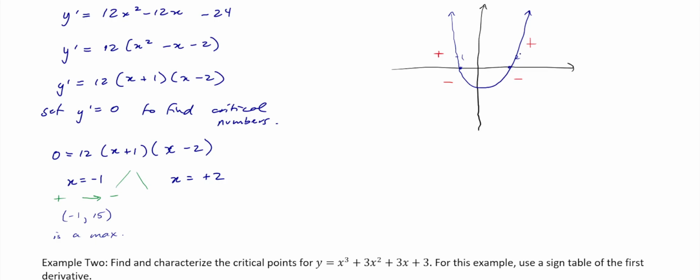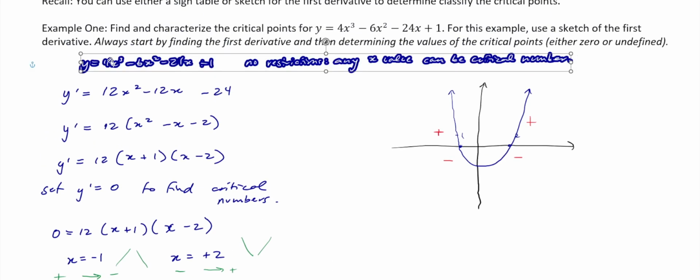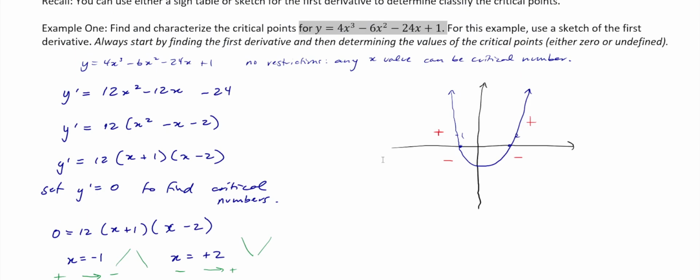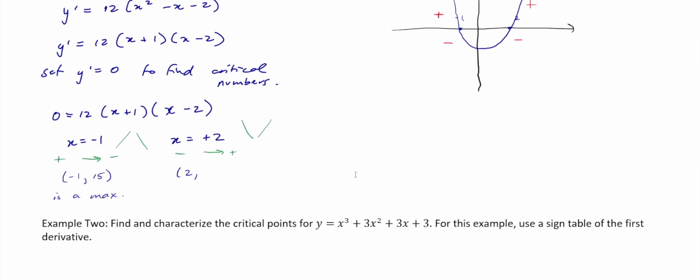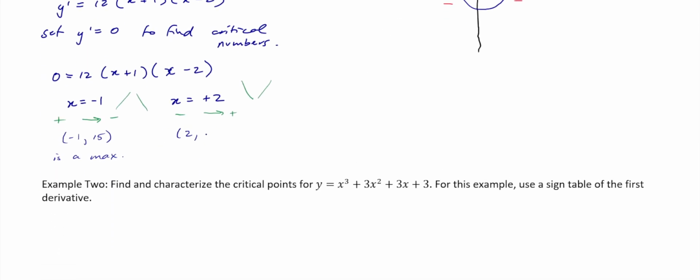At 2, we can see right here, it goes from negative to positive. So let's write negative to positive. So it goes from decreasing to increasing. That means 2 is going to be a minimum. Then again, I plug 2 back into my original function to find the y value, and that would be -39. Okay, and so there we go.